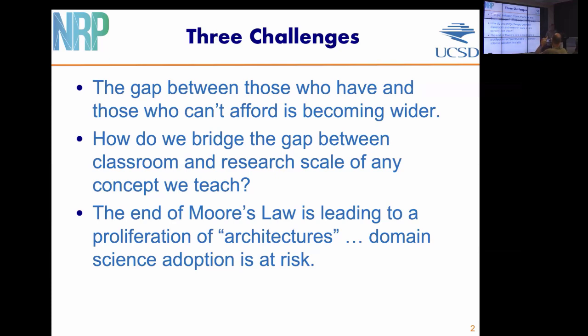and then how do you go and do things at scale? And the last one is that the end of Moore's law is leading to a proliferation of architectures, and that's in some ways the part that I'm most scared about. And how do we try and make domain science adaptation easier, faster, given that what domain science really wants is stability, and what the technology industry is giving us is anything but stability. And I'm going to talk about that towards the last part.